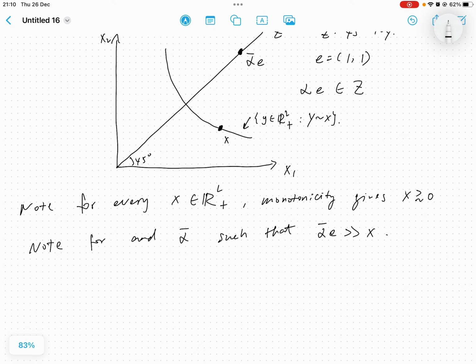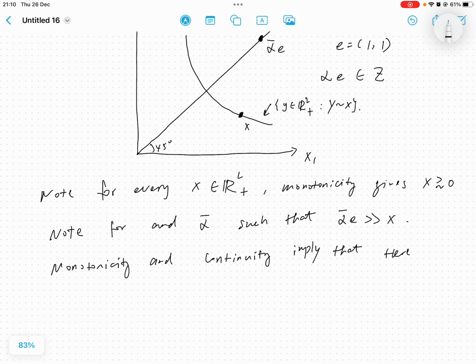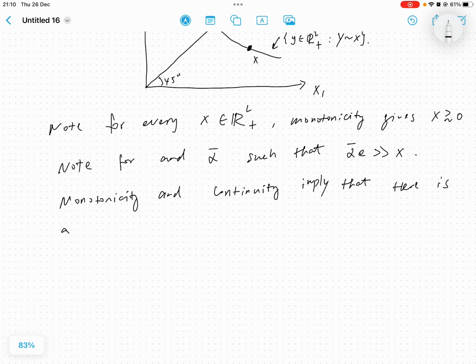All right. So let's write it down. So monotonicity and continuity together imply that, and we'll show this later, okay, there is a unique value, alpha or alpha x, and that'll be an element in 0 to alpha bar, such that this times the 1 vector e has to be indifferent to x itself.